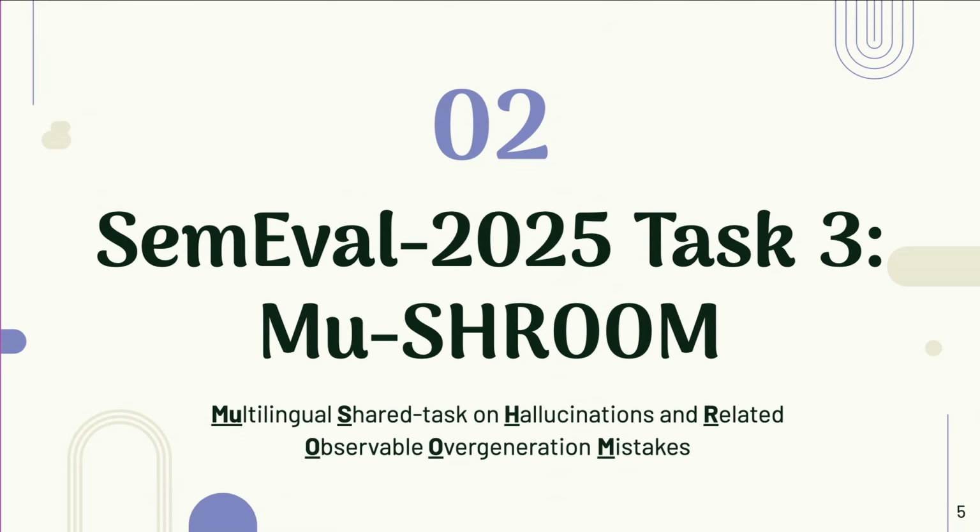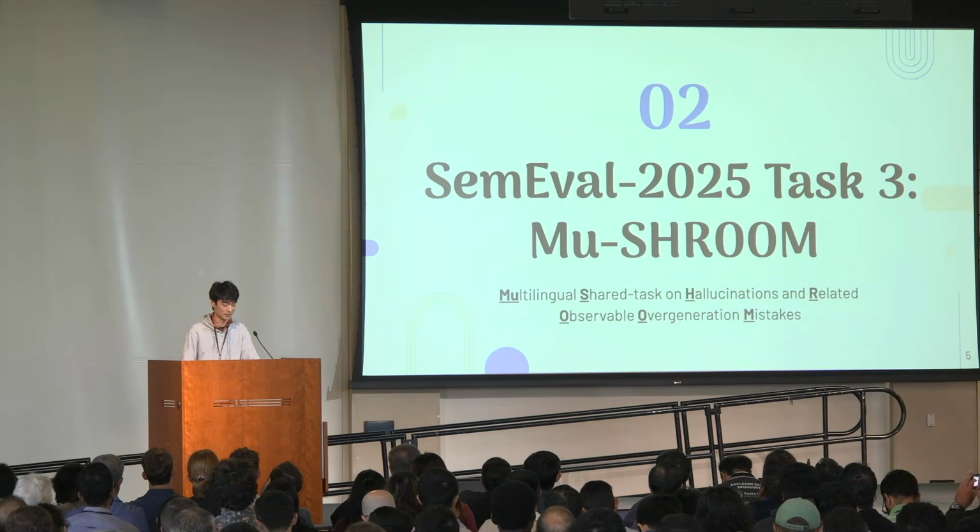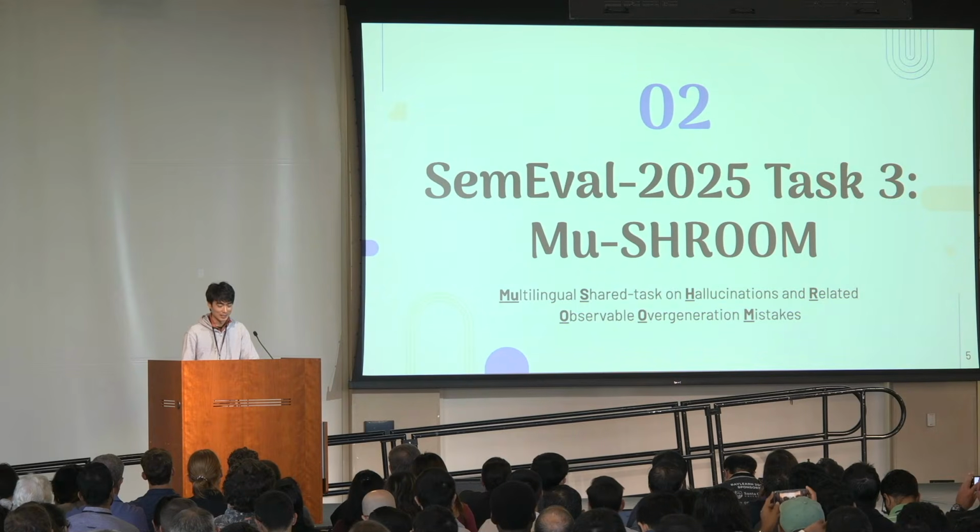Now that I've motivated why detecting hallucinations at the span level is important, one of the shared tasks at SemEval this year was doing exactly this. The task is MUSHROOM, which stands for Multilingual Shared Task on Hallucination and Related Observable Overgeneration Mistakes. The task essentially challenges participants to detect hallucinations of LLM-generated answers down to character precision.